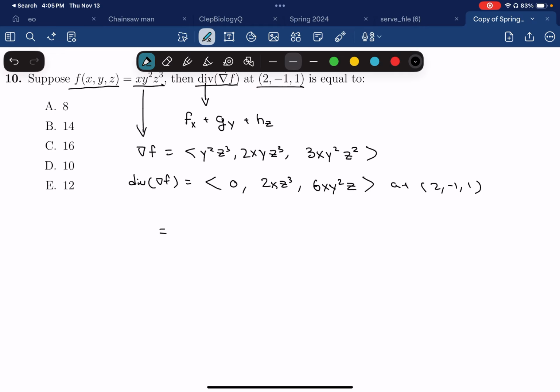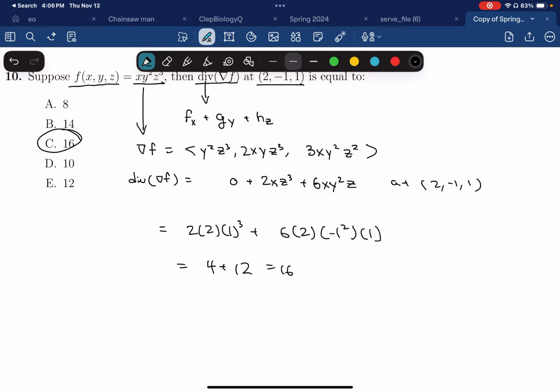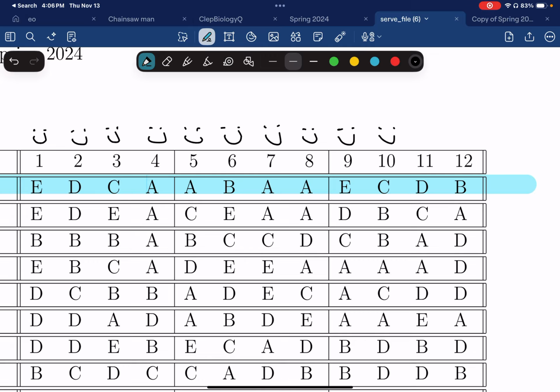So in this case, this would just be 0 plus... Oh, whoopsie daisy. I should have written this out better. This is not a vector. Anyways, you'll just plug in a 2, plug in a y. Remember to just plug your stuff in. 2, -1 cubed, 1, which simply ends out with 4 plus 12, which is 16. In this case, 16 is C, which is our answer for number 10.